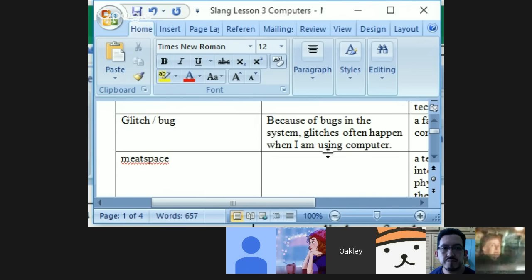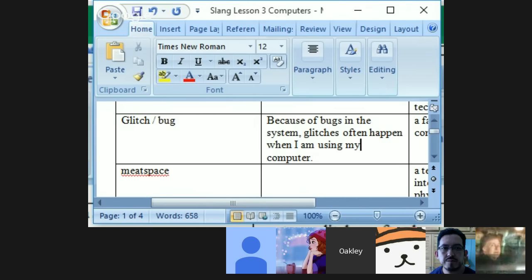Okay. When I am using, okay, now the computer, we need some kind of demonstrative. I need something here, an article or possessive pronoun or something. Use my computer. There you go. It's better. All right. There we go. Because of bugs in the system, glitches often happen when I'm using my computer. That's perfect.